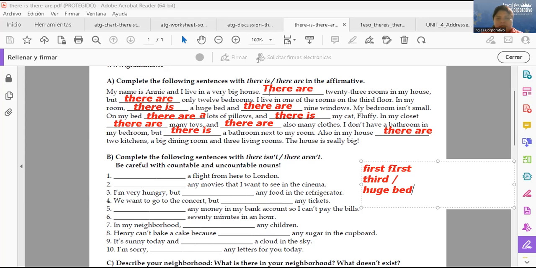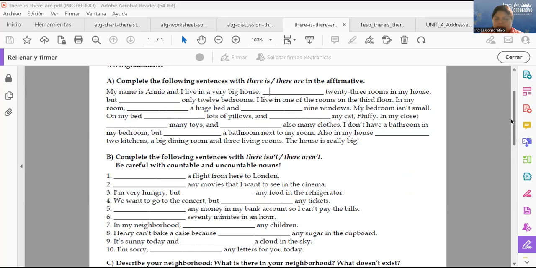Let's see, Johnny, please read the paragraph. Hi, Johnny? Ah, okay, so he's just a listener right now. So we'll continue, and now we're going to have an exercise. But I don't know if you took a screenshot. No sé si le tomaron una captura, because we're gonna use that in a moment. Look at this. Right now we're going to complete the following sentences using there isn't or there aren't, and be careful with countable and uncountable nouns.